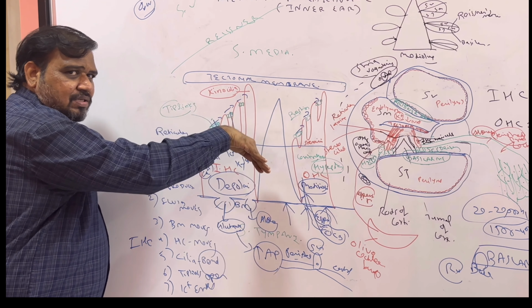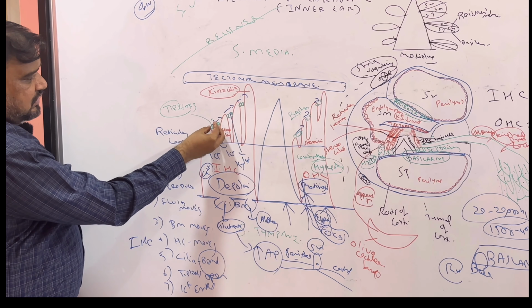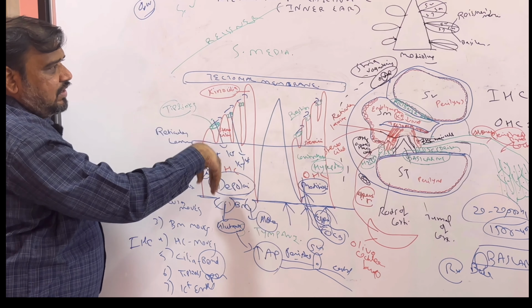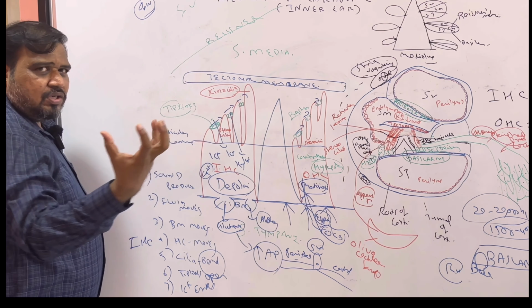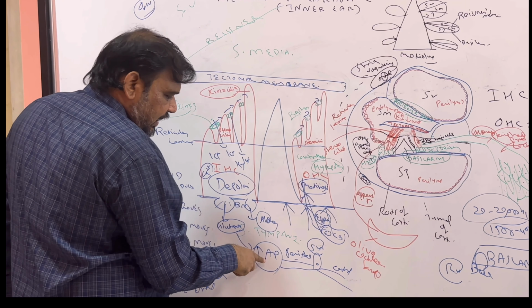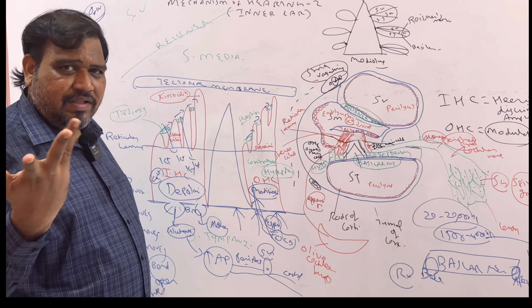The stereocilia bend. As there is a bend of the cilia, the tip links, the proteins, open. As that protein opens, potassium enters because above is scala media. Scala media is rich in potassium. Potassium is a positive ion. Because of the potassium ion, depolarization takes place and the action potential is generated. So now you know why action potential is generated: the bend of the hair cell.